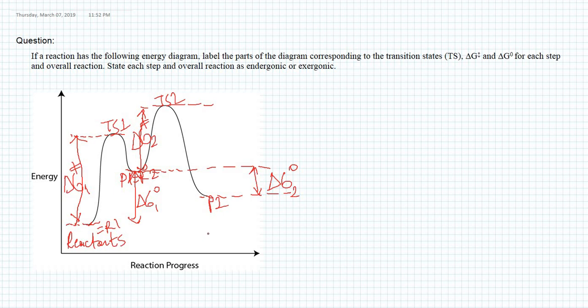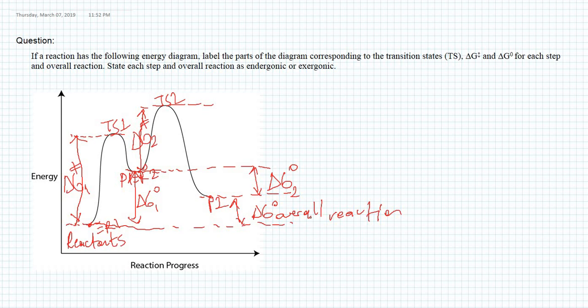And then the question also asks you to label the overall reaction. So let's start from the initial reactants, and let's go all the way to the end. So the energy difference between the initial reactants and the final products is called the Gibbs free energy change for the overall reaction.